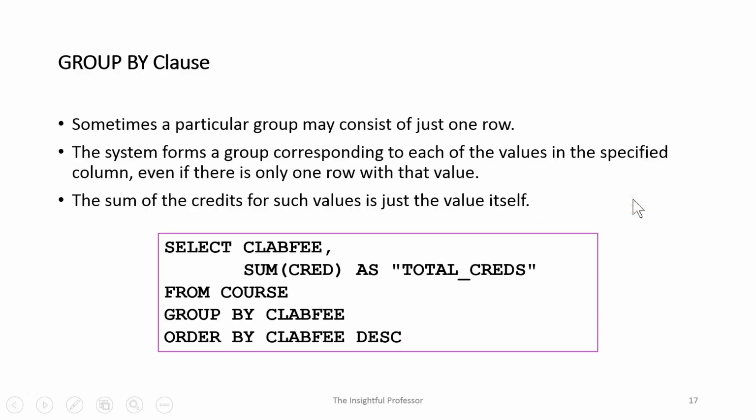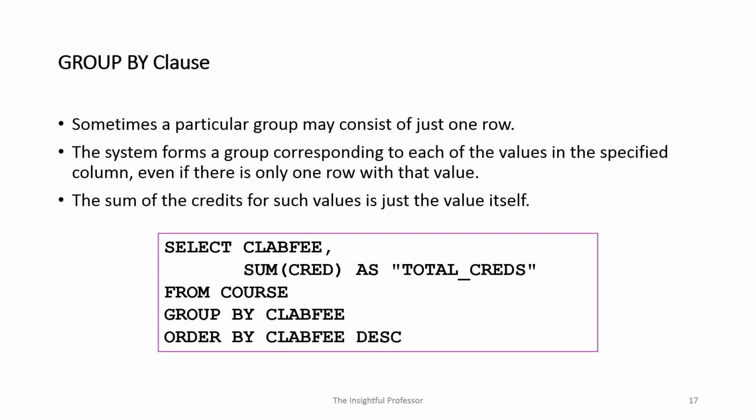Now, in the next slide, we say there's another little subtlety. Sometimes when you're forming a group, and we're going to group by, in this case, lab fee, sometimes when you form a particular group, that group may have only one row. Do you recall some of the lab fee values that we saw? We saw lab fee values of 0, and more than one row had that. Hence, when we form a group with a lab fee value of 0, there will be more than one member.